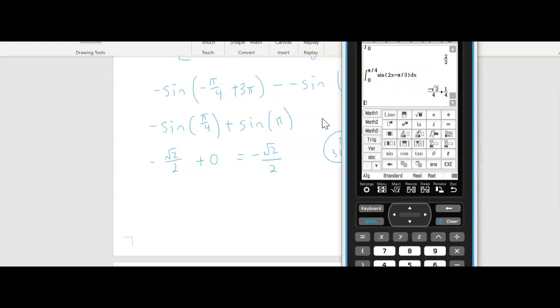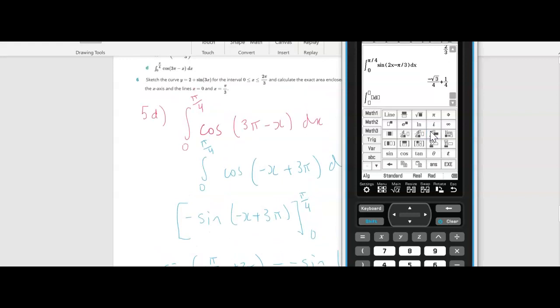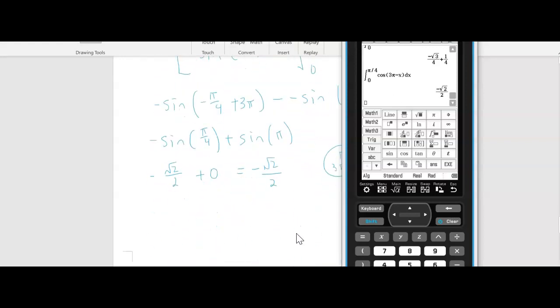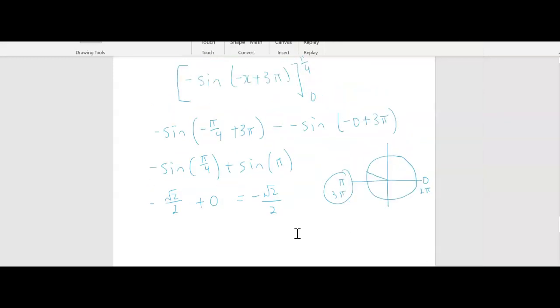All right, again, checking your answer. Let's just put that in quickly. So we're going from 0 to pi on 4 of cos of 3 pi minus x dx. Right, and then you got negative root 2 on 2. So this is probably a good one to do also because your answer is negative and it can be negative. It only has to be positive if you're finding the area under a curve. If you're just doing a definite integral like we're doing here, then your answer can be negative. All right, negative root 2 on 2.